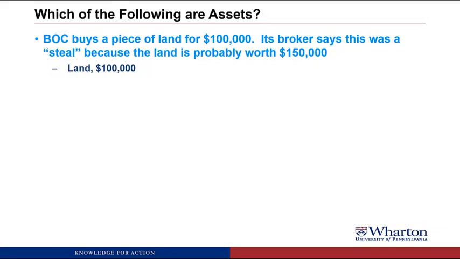Now note we ignore the last sentence about what the broker thinks the land is worth because that's not what we paid for it in a market transaction. And so we're not going to use that as the value of the benefits. We're going to use the more objective number of what we actually paid for it. So we've got an asset, land, that's worth $100,000.